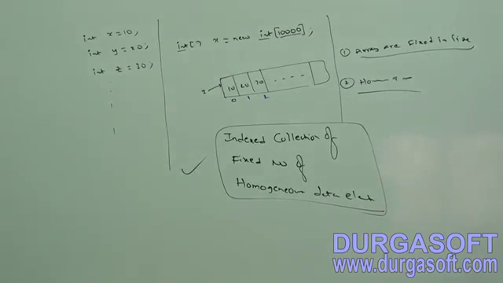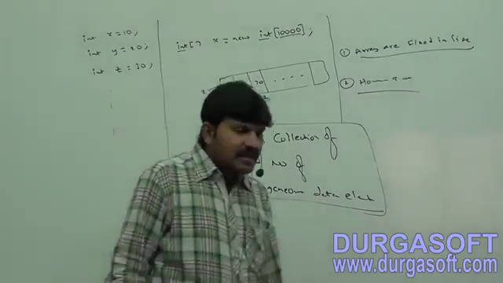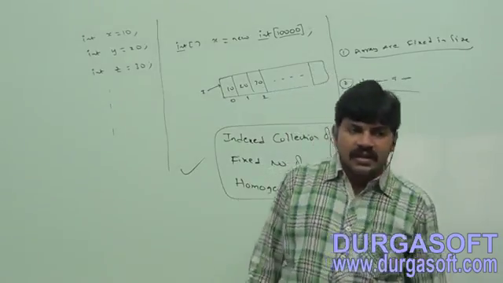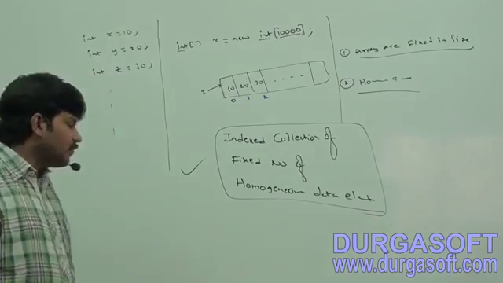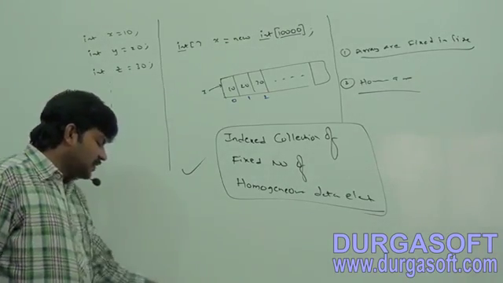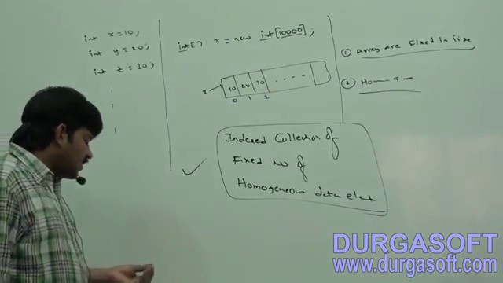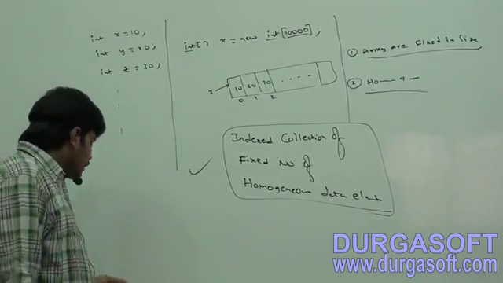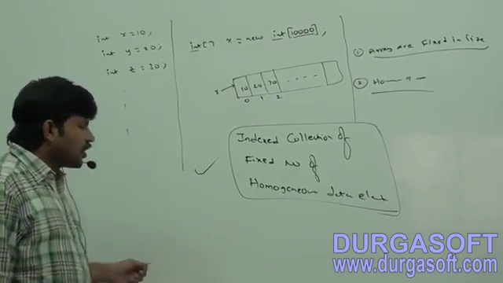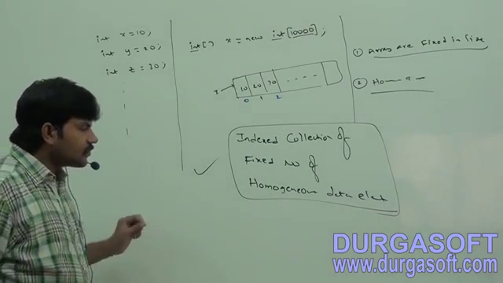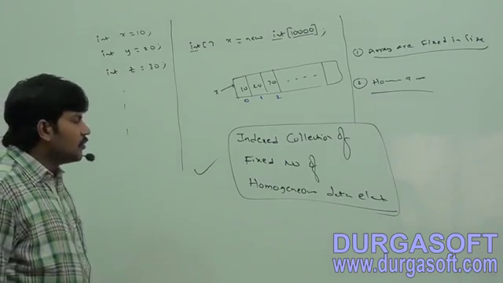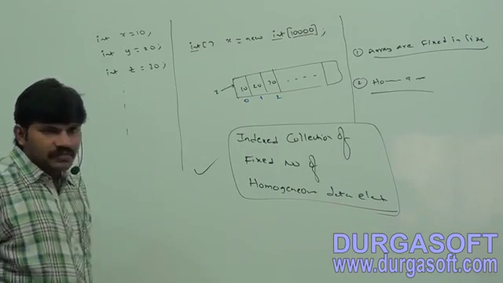An array is an indexed collection of fixed number of homogeneous data elements. Homogeneous data elements. Are you getting?